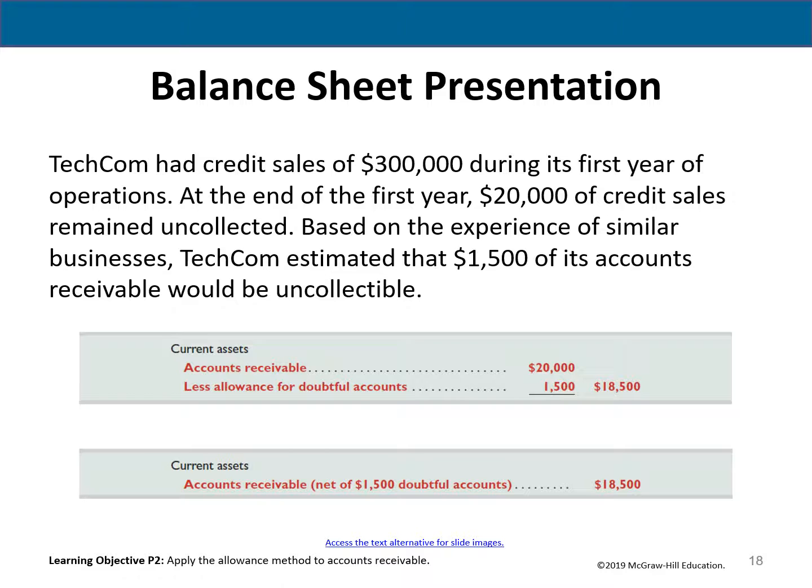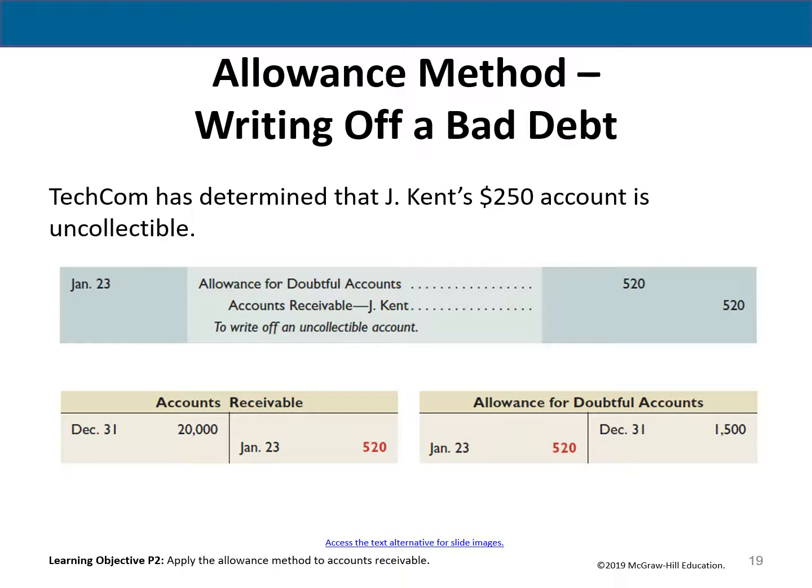So what's our reality? We call that net realizable value. What do we actually think we're going to collect? The difference, $18,500. And you could see there's two different ways of presenting this information on your balance sheet. You pick the method that you like.